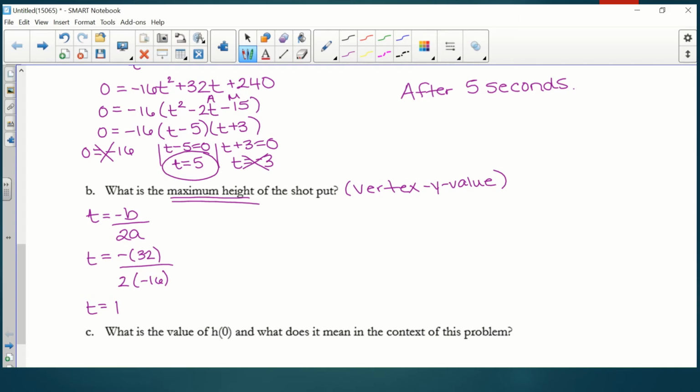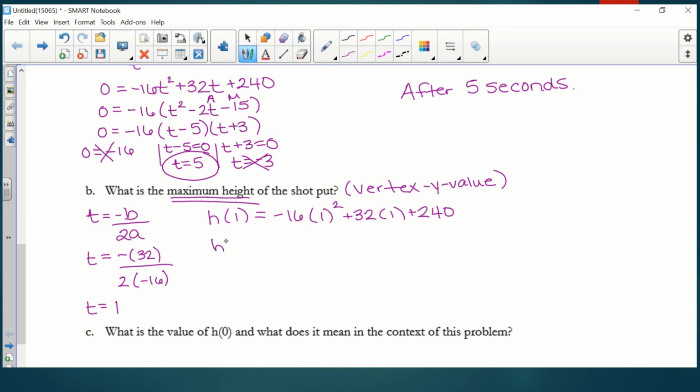So it looks like the maximum height was reached after 1 second. That's what that t means. Okay, so now let's use that. After 1 second, how high is the shot put? Now I'm going to take my equation, and everywhere I see a t, I'm going to plug in 1. So negative 16 times 1 squared, plus 32 times 1, plus 240.